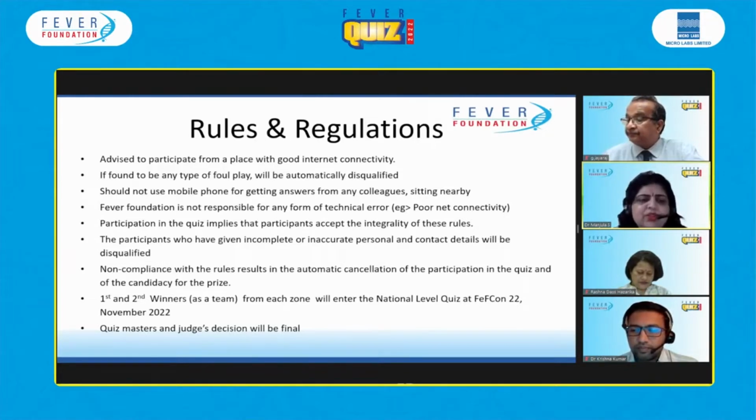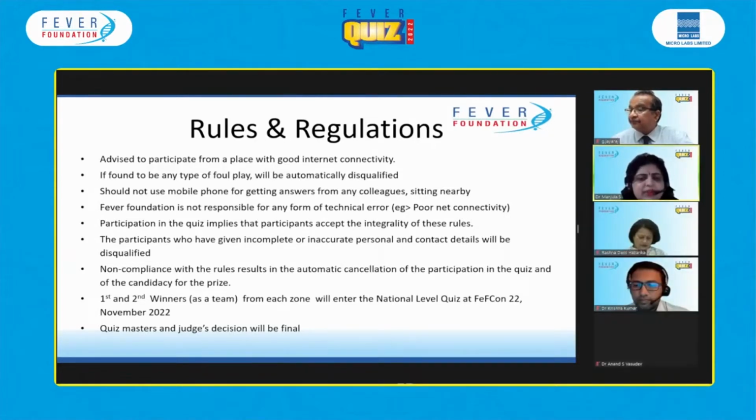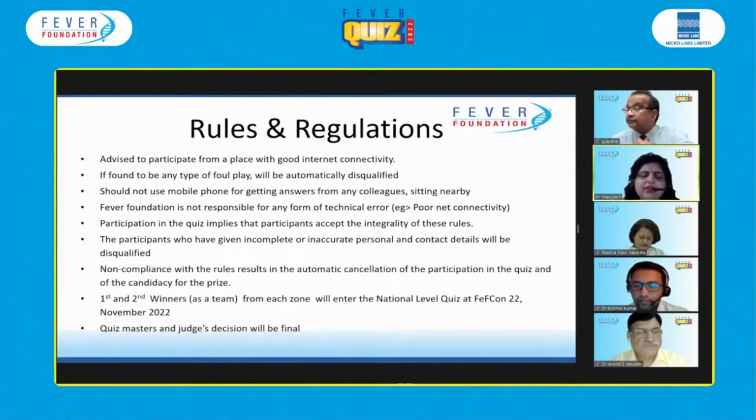Non-compliance with the rules of the game results in automatic cancellation of the participant in the quiz and the candidacy for the prize. And please note that the first and second winners will be picked from each of these zones. For example, you are playing in the North Zone. So the first and second winners of this quiz will enter the national level quiz, which will be held in Bangalore on November 5th and 6th, FEFCON 2022.